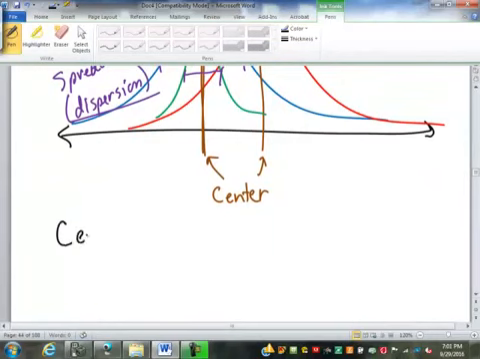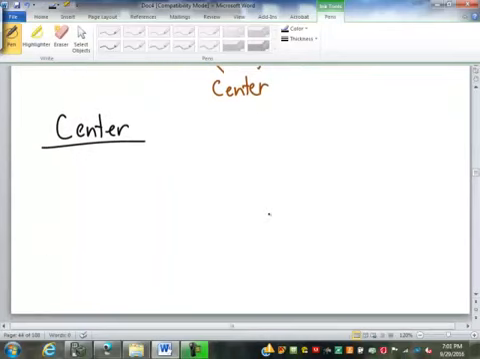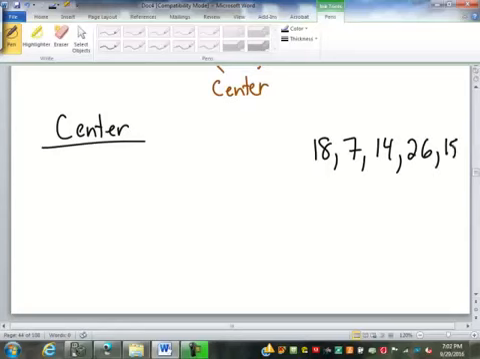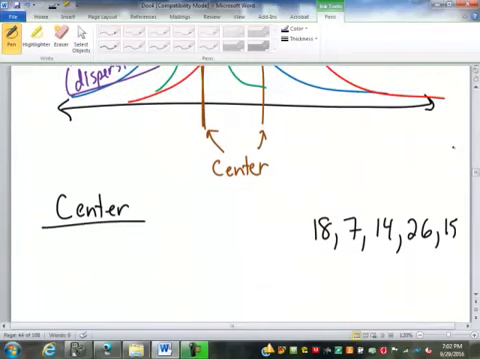So let's talk about the center first of all. To do this, I'm going to create a list of numbers that we're going to use. I'm going to use 18, 7, 14, 26, and 15. There's my set of numbers. Measures of the center. So again, that's the middle of that curve, wherever that location in the middle of that curve is.